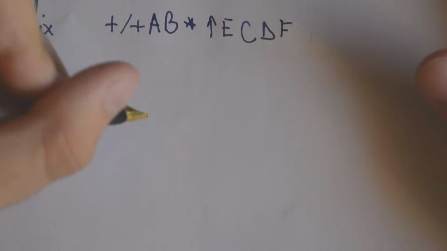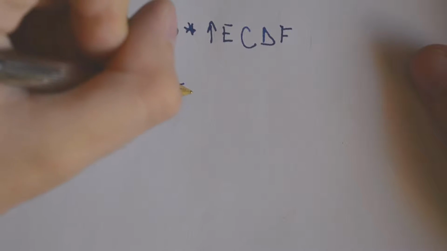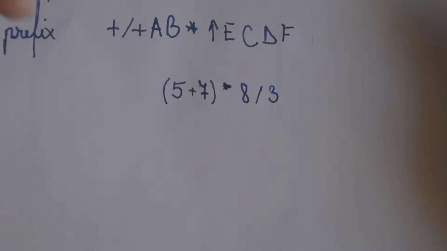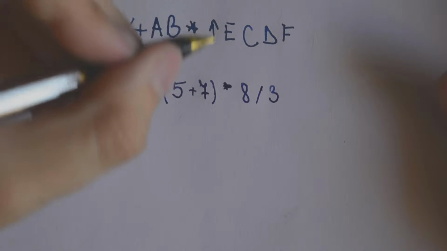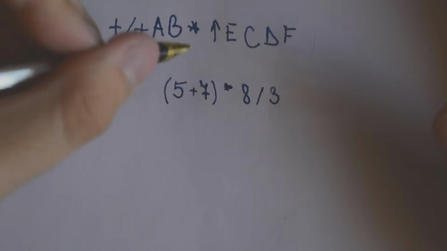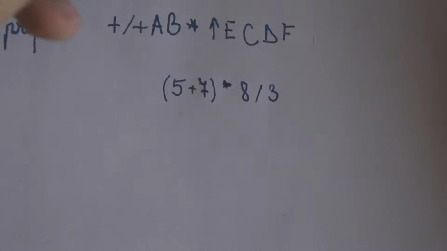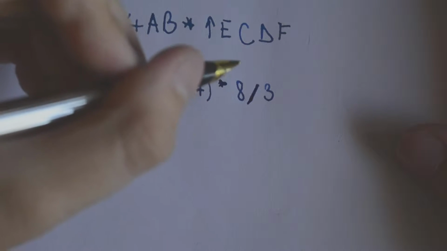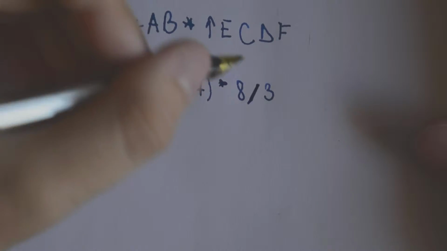So the way you evaluate this is, let's do this on an example. We have this 5 plus 7 times 8 divided by 3. This is an infix expression. Let's convert that to a tree. We see which is the last executed operation, and that operation is going to be the division because it's on the most right. If they have the same order of precedence, you get the rightmost operation. So that's going to be the div.